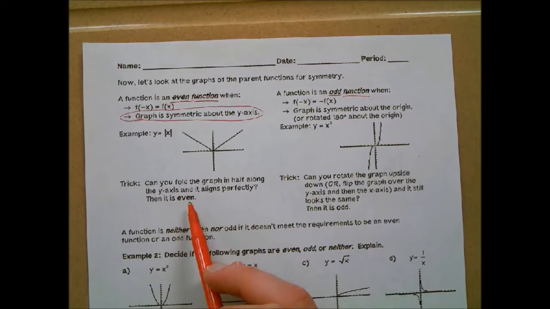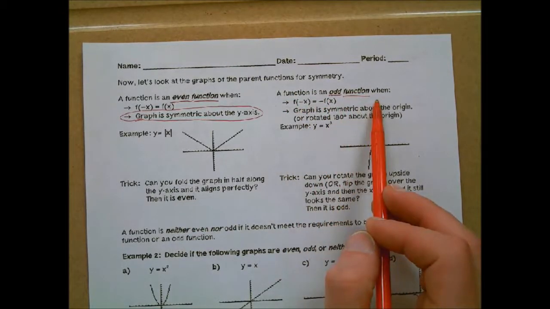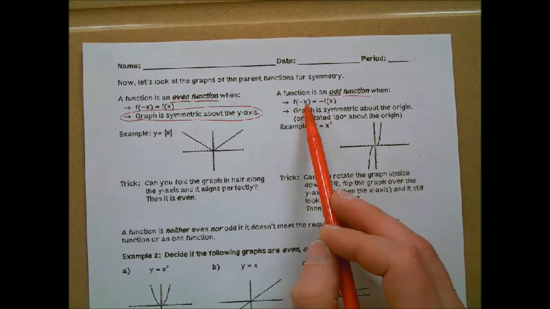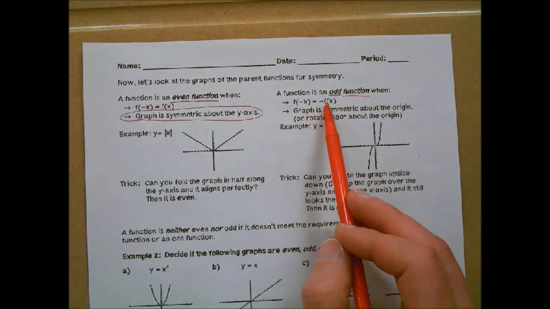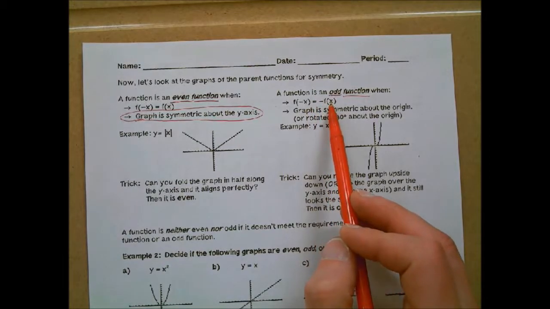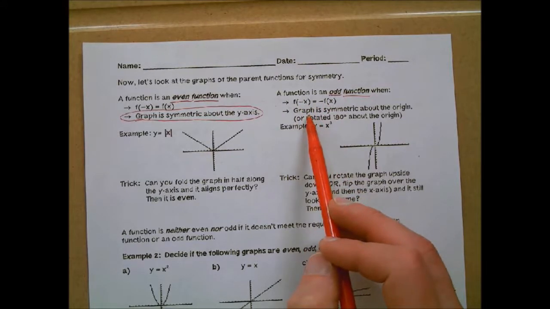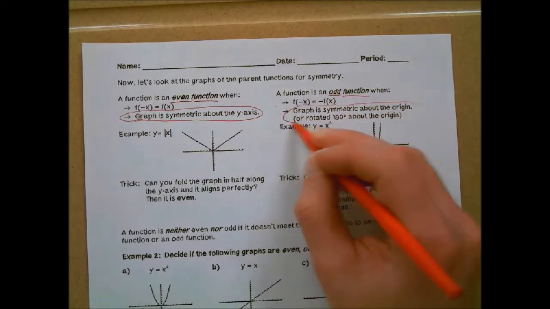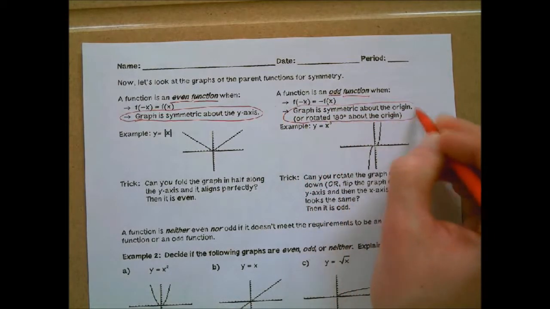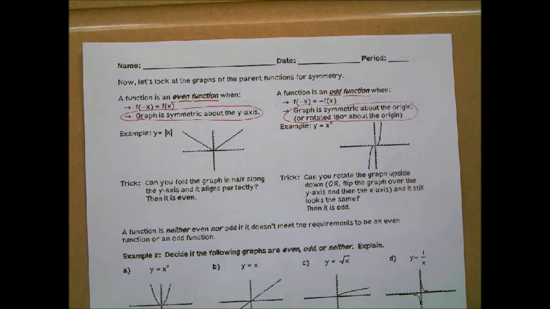Now, a function is an odd function when, if you plug a negative x value into your function, it's the same as the opposite of f evaluated at the positive x value. So that's a little more complex. But here's maybe a different way to think about it, and the way I want you to remember it. It's symmetric about the origin, or in other words, it can be rotated 180 degrees about the origin and it'll match up to itself. So maybe call this rotational symmetry, but rotational 180 degrees.